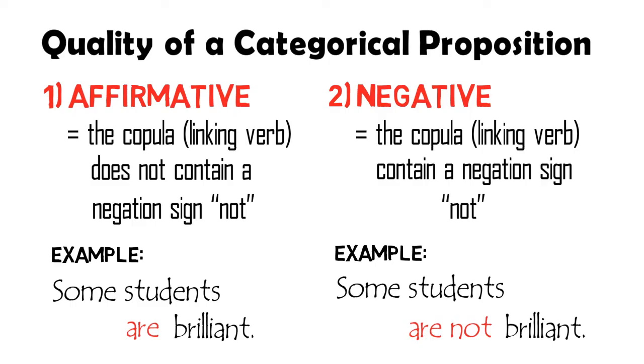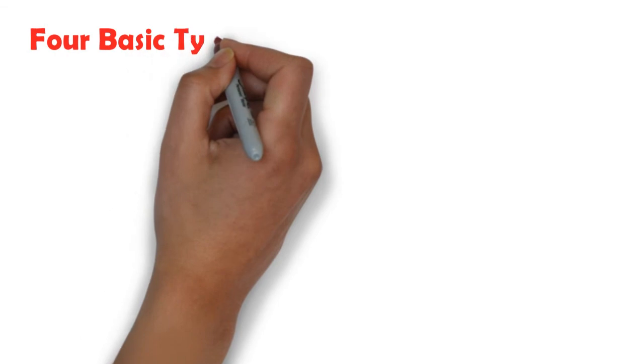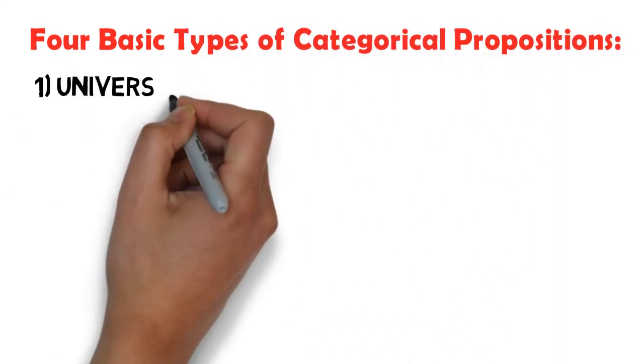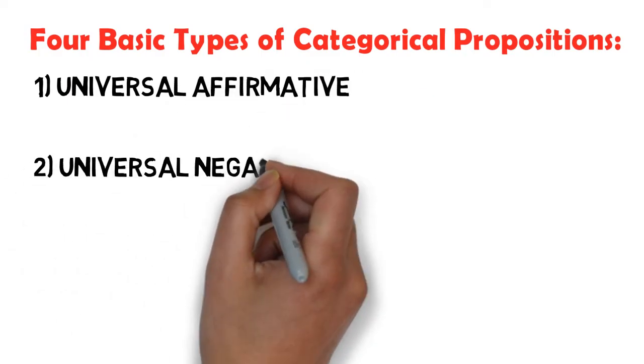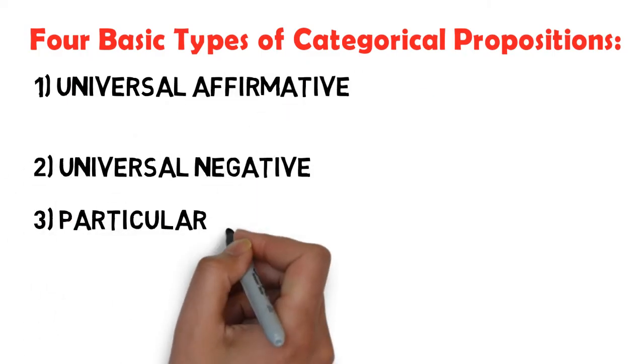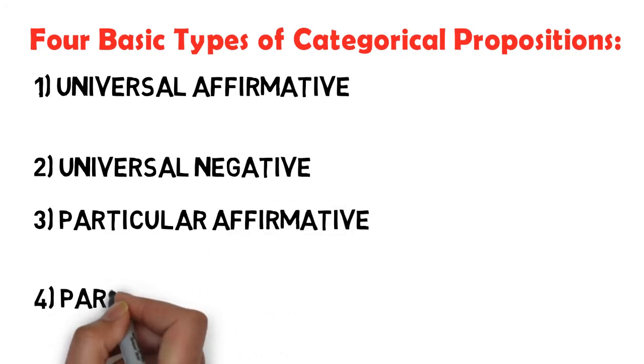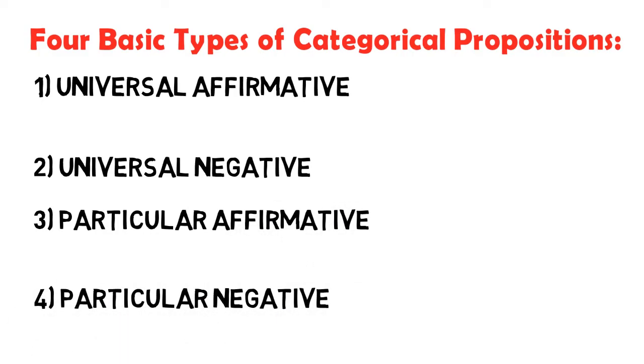Now, if we combine the quantity and quality of propositions, the result is the four types of categorical propositions, namely universal affirmative, universal negative, particular affirmative, and particular negative. Logicians use the letter A to represent a universal affirmative proposition, E for universal negative, I for particular affirmative, and O for particular negative.